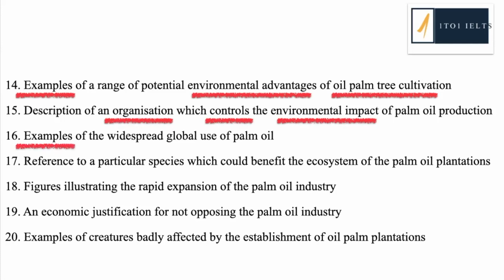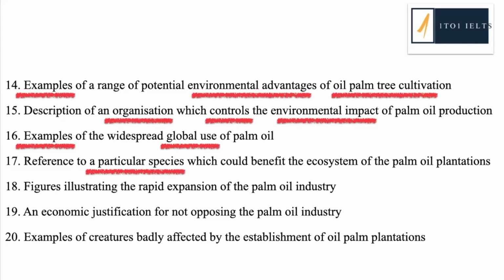Moving to 16, you'll notice again it says examples, so we're looking for multiple examples. Global usage, so worldwide use of palm oil. So we're going to be looking for more than one example of the uses of palm oil.